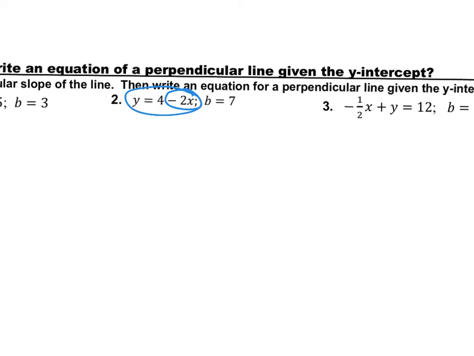And so our perpendicular slope is going to be the opposite reciprocal. The opposite of negative is positive, and then let's put that all over 1 so we can find the flip, or the reciprocal, which is going to be 1/2. So our new equation that has the y-intercept of 7 is going to have a slope of 1/2.